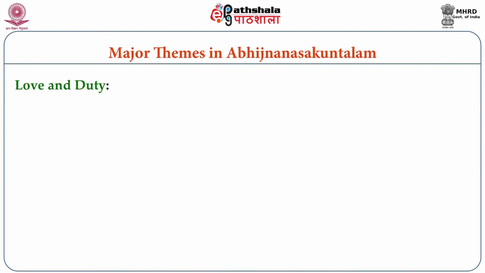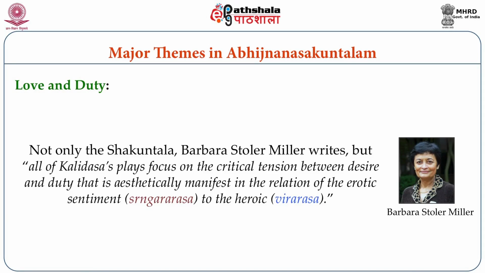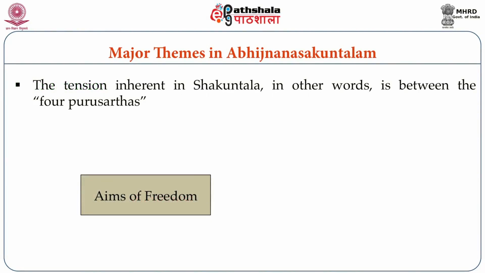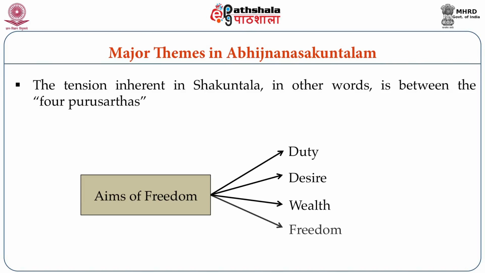Major theme of the play Abhijnana Shakuntalam. One of the major themes of the play is love and duty. Not only the Shakuntala, Barbara Stoller Miller writes, but all of Kalidasa's plays focus on the critical tension between desire and duty that is aesthetically manifest in the relation of the erotic sentiment, or Sringara Rasa, to the heroic, or Vira Rasa. The tension inherent in Shakuntala, in other words, is between the four Purusharthas, the aims of man: duty, desire, wealth and freedom, and not necessarily personal conflict.